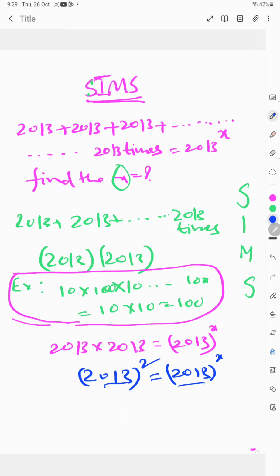The bases are equal, so the powers are also equal. 2 is equal to x, x is equal to 2. So x is equal to 2, that value. So x is equal to 2.